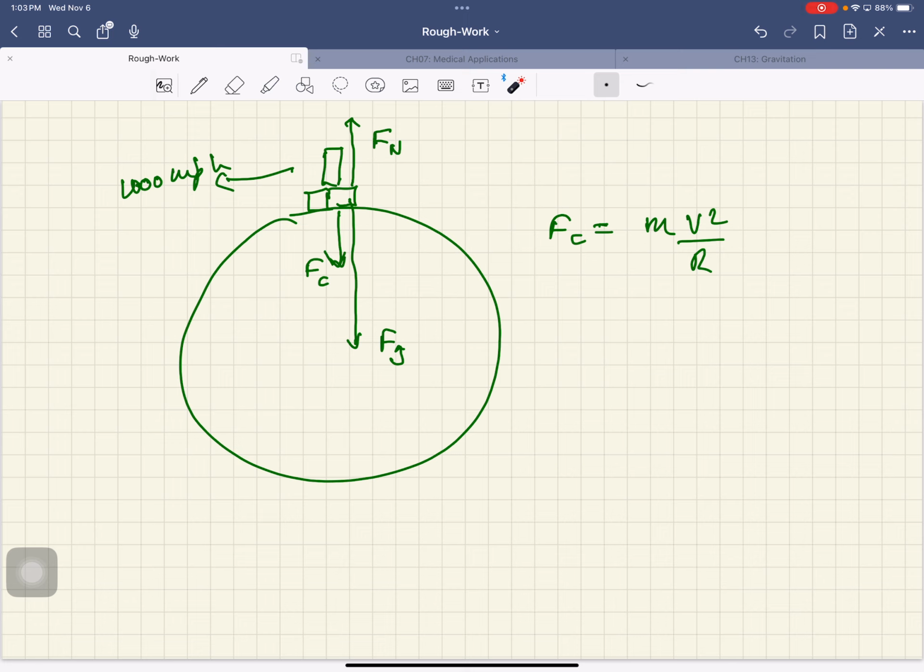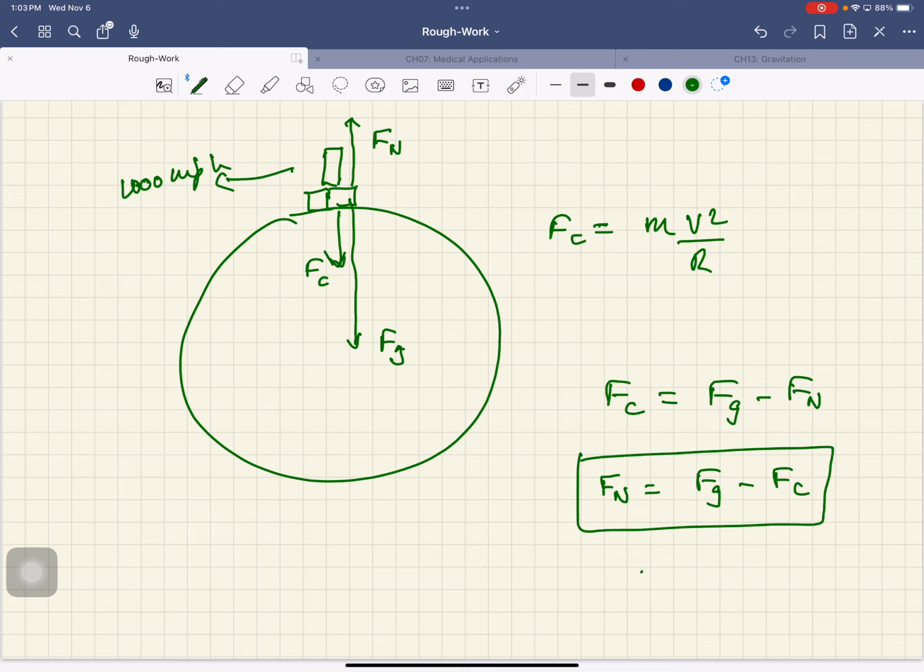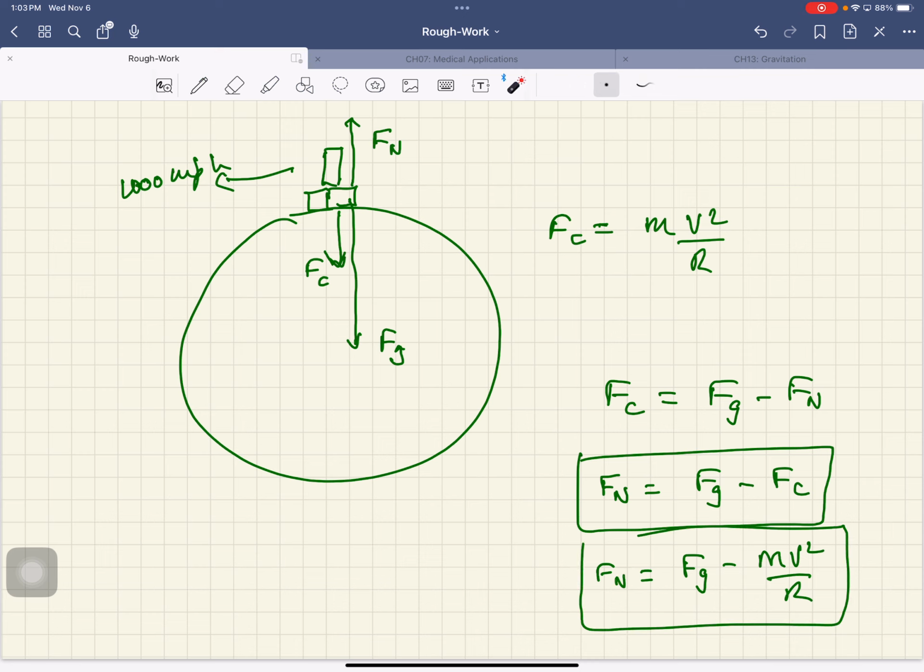Okay, your apparent weight, Fc, is Fg minus Fn. Fn is Fg minus Fc. Fc is mv squared by r. So your apparent weight is not your real weight.